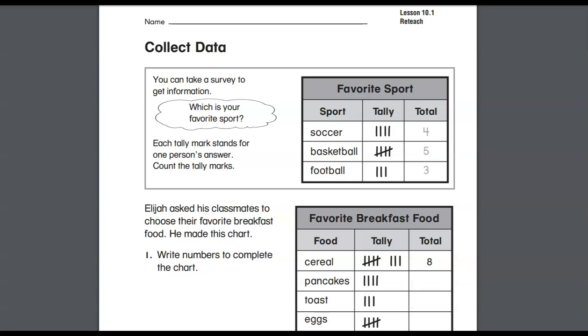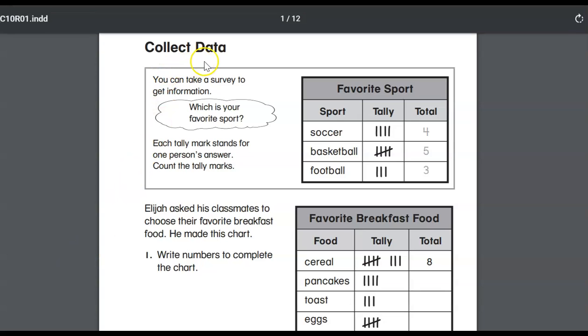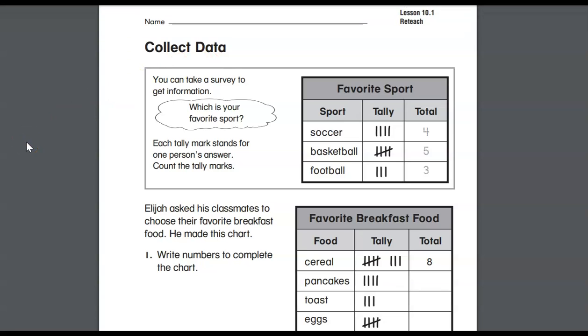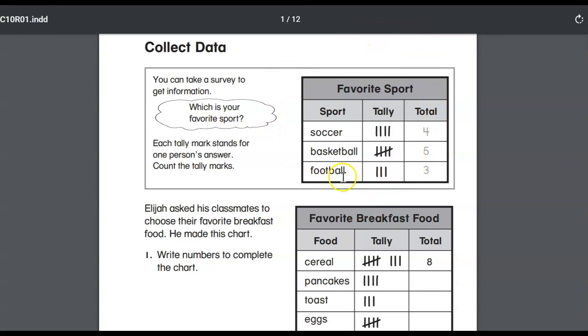Okay, collecting data. Let's collect data. You can take a survey to get information. Which is your favorite sport? Each tally mark stands for one person's answer. Count the tally marks. See these right here? This is a table, and a table always shows us information, right? Well, this table gives us categories: the sport, the tallies, and the total number. So whenever you tally, you usually write the number also.